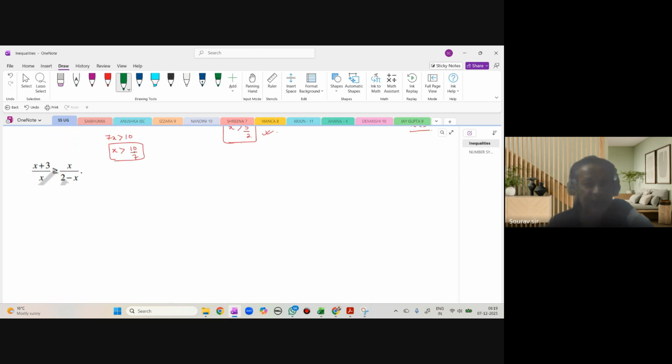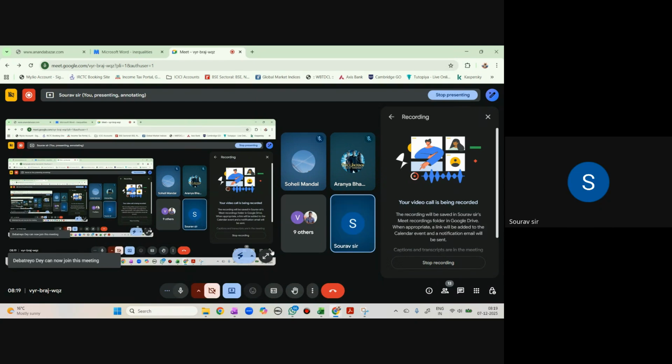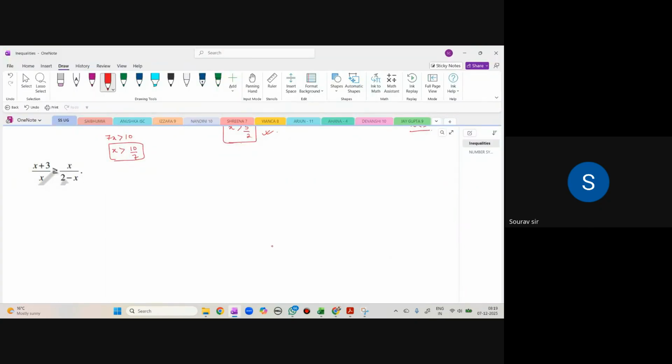So now look at this expression. Tell me, what is the first thing that I should note here? X cannot be 0 and 2. Yes. So this is very important. You have to write it down and keep it in mind before you start solving. Next, what should we do?